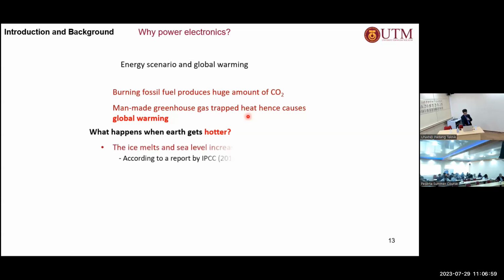if the earth warms, then what happens is that you will melt the ice and you will increase the sea level, right? Which is one of the reasons why Indonesia is shifting the capital from Jakarta to Kalimantan. I think one of the reasons, all right?